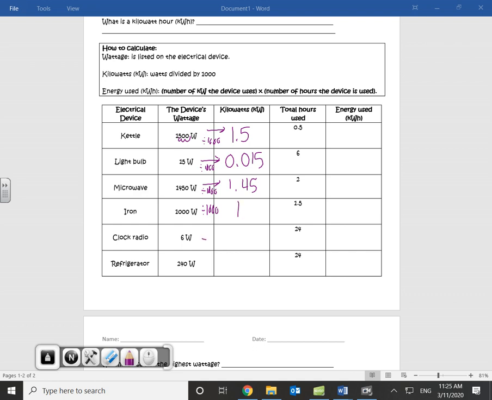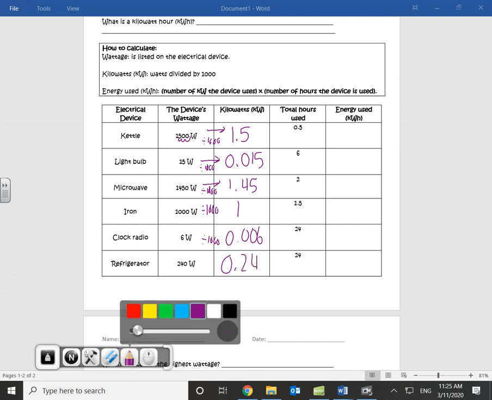All right, moving on again. We're just dividing by 1,000 again, the next column. 6 divided by 1,000 is 0.006. Again, we're just moving the decimal point, just like we did in our place value unit. And last one, 240 divided by 1,000 should equal 0.24.